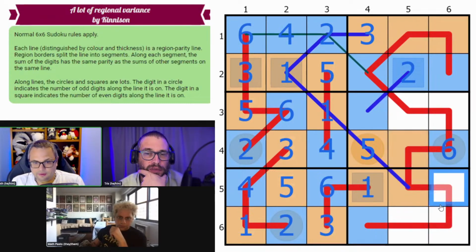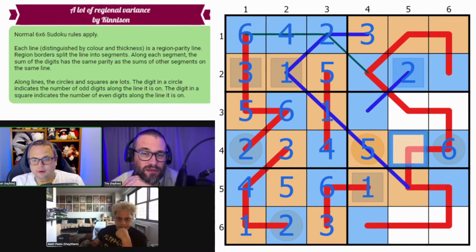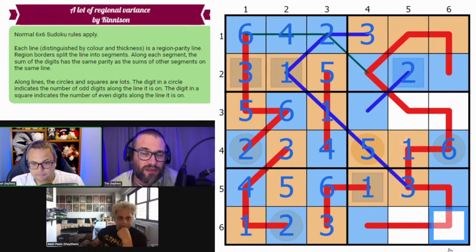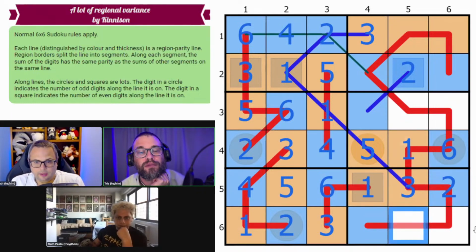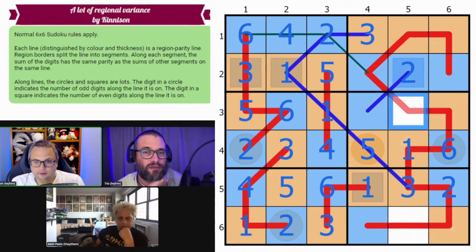So that I know is orange. It's a 1. That I know is blue. It is a 1. That one's a 1. That one's a 3. That's a 2. This blue is a 2. So these are orange. So that is blue and that is blue.